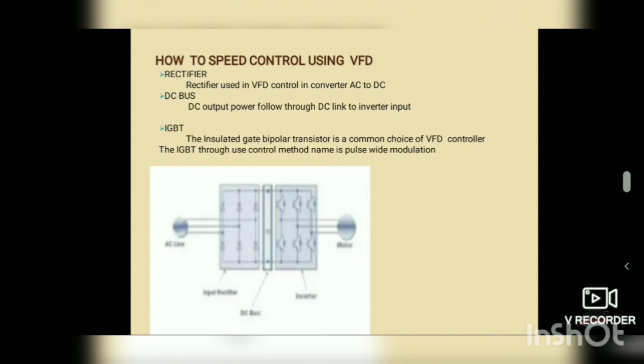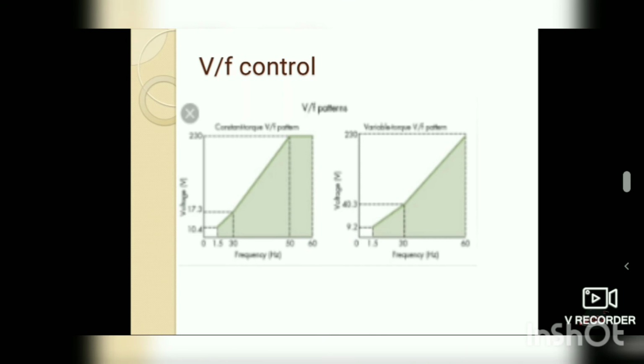DC bus: the DC output power flows through the DC link to the inverter input. Then the IGBT. Insulated gate bipolar transistor is known as IGBT. It is a common choice in a VFD controller. The IGBT is controlled through pulse width modulation. The figure is also shown but not clear. Then V by F control, that is, voltage and frequency control.